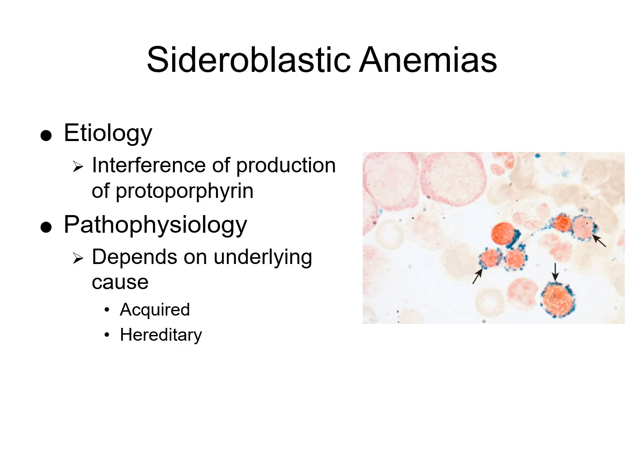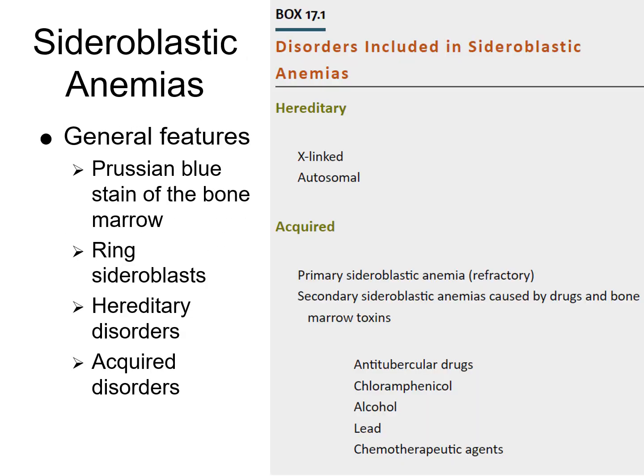And then we have hereditary forms. These are genetic defects that affect enzymes in the heme biosynthetic pathway, especially ALAS2, and that is the first enzyme in the pathway. These are usually X-linked. Some general features of sideroblastic anemia. These are characterized by accumulation of iron within mitochondria of erythroid precursor cells in the bone marrow. These are diagnosed by the Prussian blue staining of bone marrow aspirate or biopsy samples.